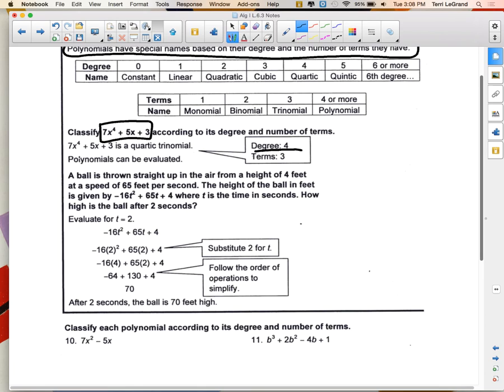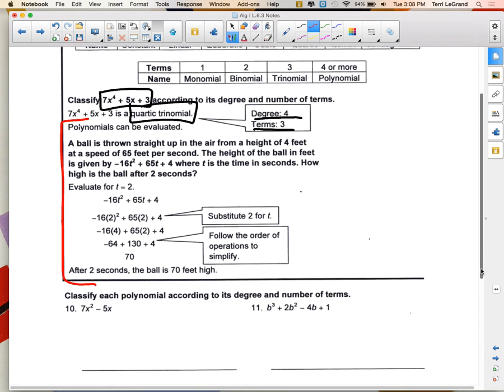So notice they wrote that, and that's what you're going to do when you're doing these. Degree 4. It has how many monomials? 3. So we look up at the table and we say its first name is based on the fact that it's a fourth degree. What's a fourth degree polynomial called? Quartic. What's a three-term polynomial called? Trinomial. So notice what they said. It's a quartic trinomial. That's its name. So this part right here, polynomials can be evaluated. That's its own section. So let's go practice classifying, okay? So from polynomials can be evaluated down. That's the last thing that we will do.